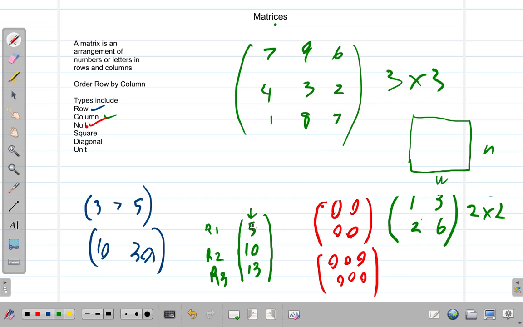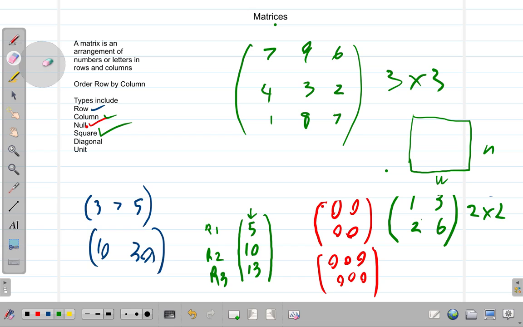Now, you might say, what about rectangle? Because you remember the term rectangle. All of these are really rectangular matrices. But this one, the 2 by 2, 3 by 3, and so on, those are square matrices. That's a square.